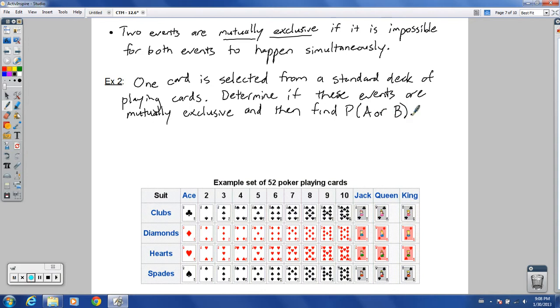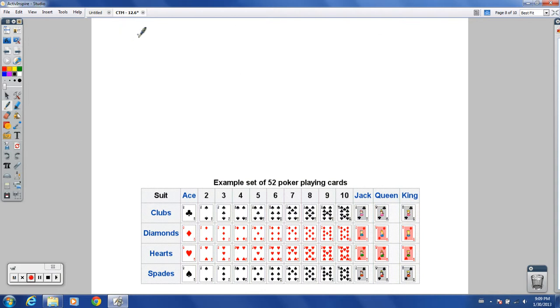Probability of either thing happening. And so we're going to split this up into 3 parts. So part A, I feel like I'm going to need a little more space than this, so let me do part A on the next page. So part A, let's say A is the set of kings.